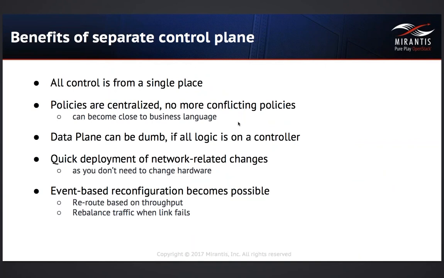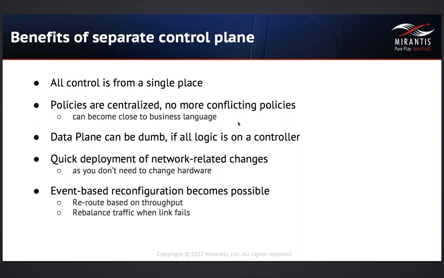So what are the benefits of a separate control plane? We have all control logically in one place. I'm going to repeat that it's just logical. It doesn't have to be centralized physically. It can still be distributed physically, but it's logically one entity, which we call the controller. All the policies and configurations are centralized, so there shouldn't be conflicts or misconfiguration anymore. Data plane forwarding can be very dumb. All logic is performed by the controller. The data plane just enforces decisions made by the controller, and the controller makes decisions based on input from the application.